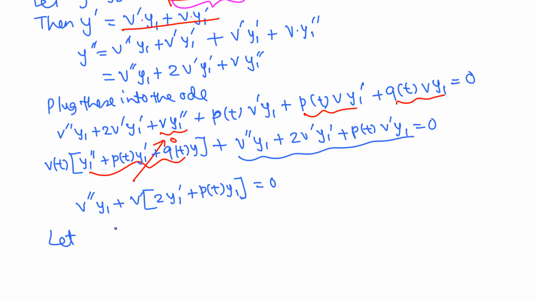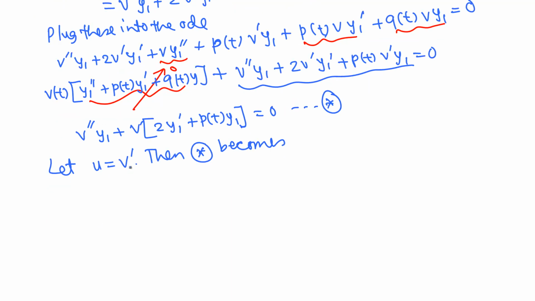That's why the name is reduction of order. Let u be just v prime, and then this second order ODE can be made a first order ODE. If we do this, then this star becomes a first order ODE: v double prime means u prime y1 plus, this is now u, 2y1 prime plus p(t) y1 equals 0.